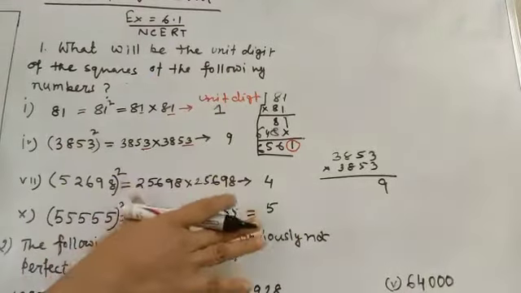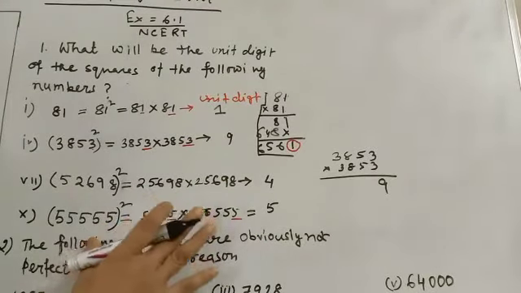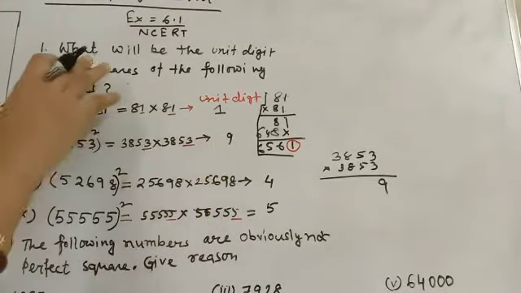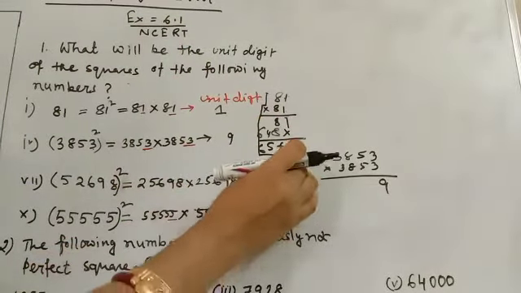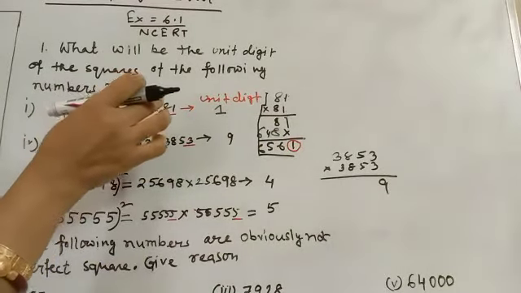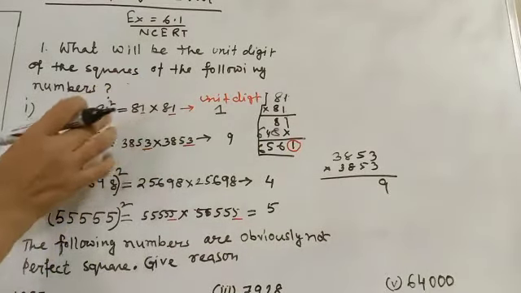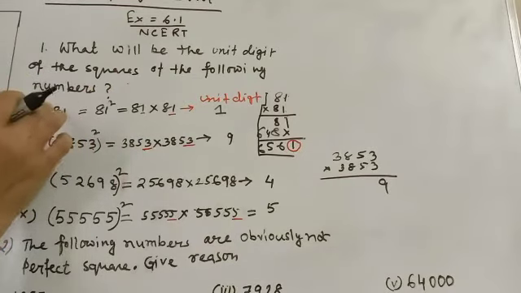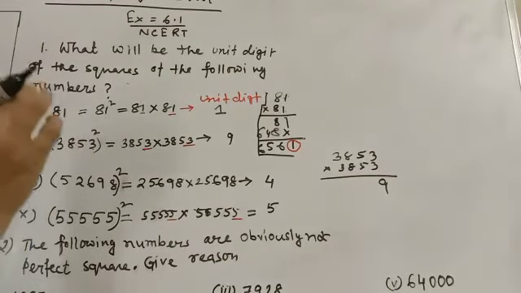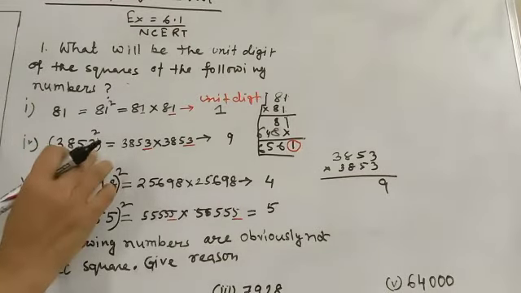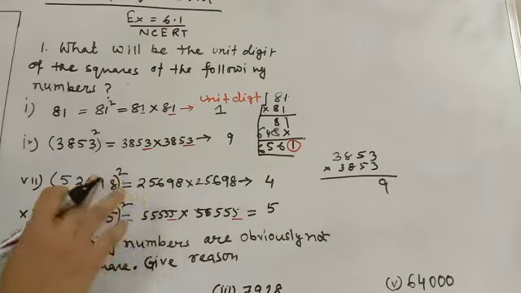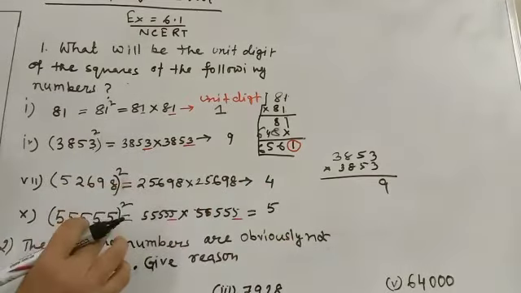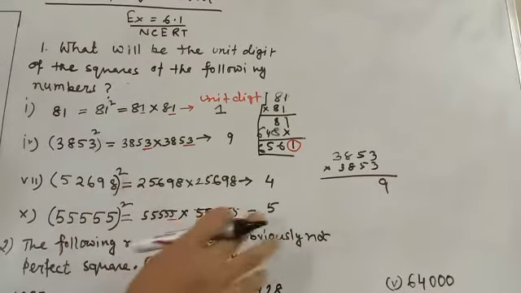I hope all of you have understood what is the process, what is the work you are doing here. You have to find the unit digit. No need to find the result of the multiplication. You have to find the ones place digit. If you multiply 81 into 81, for the unit place you are multiplying 1 into 1. For the unit place you are multiplying 3 into 3. For the unit place you are multiplying 8 into 8, and 8 into 8 means 64, so the unit place digit will be 4. For this one, 5 into 5 means 25, and it is 5.